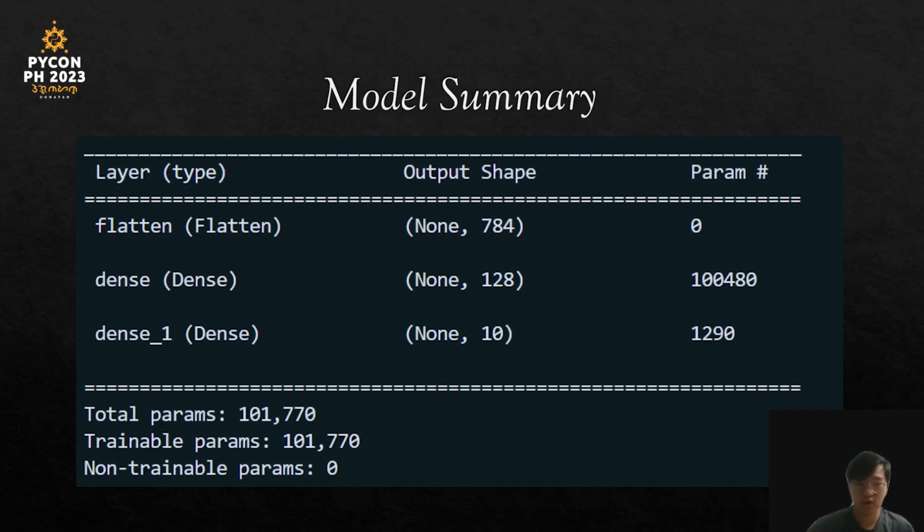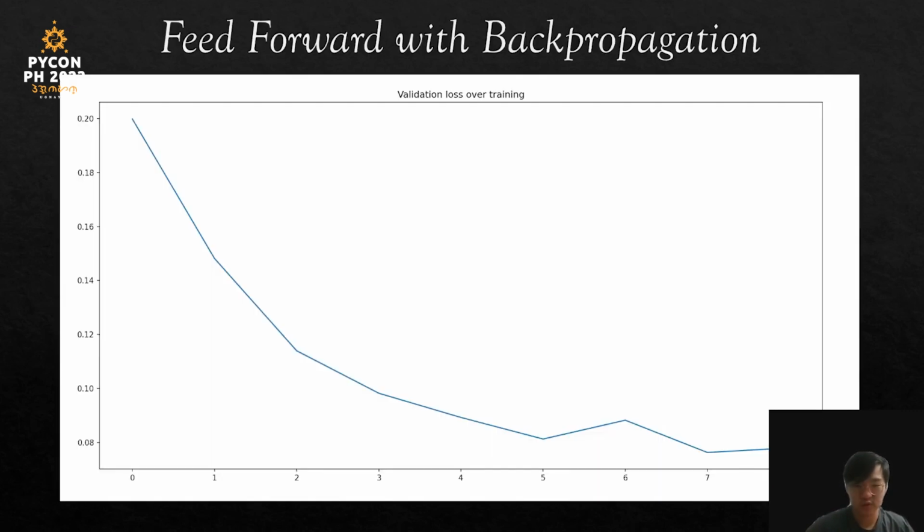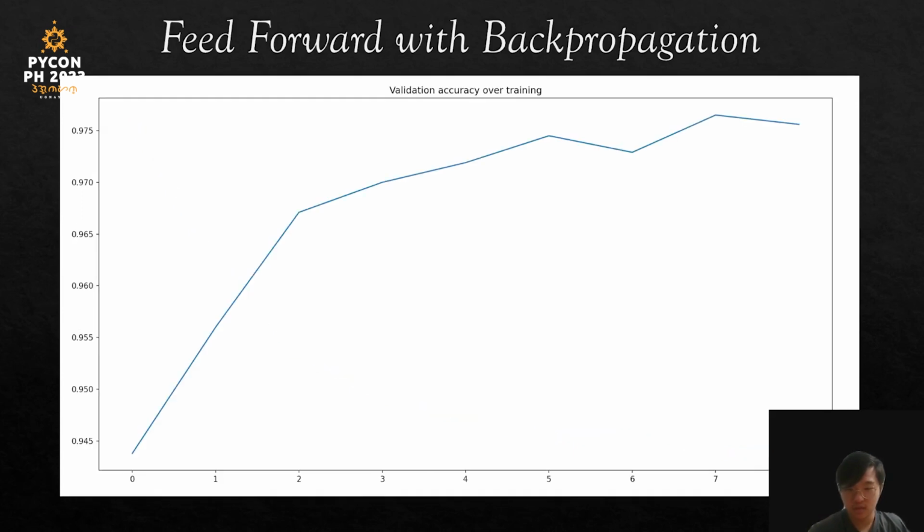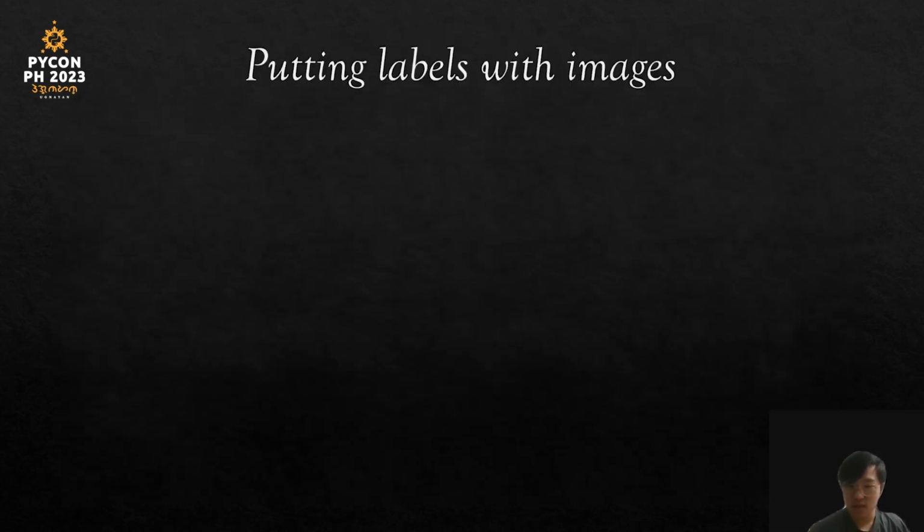This is just a quick model that I got from the internet, basically from Keras TensorFlow. They have a flatten layer and then a dense layer of 128 neurons to an output layer of 10 neurons. We get this validation loss over training, and the validation accuracy is 97.5% in 21.1 seconds. Let's see how the forward-forward algorithm does.